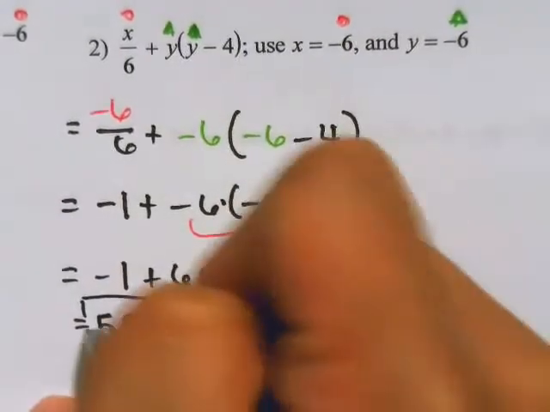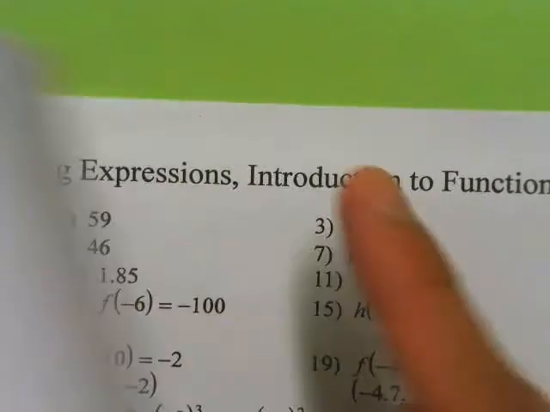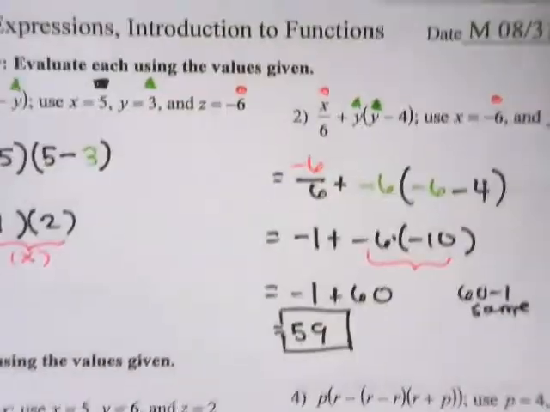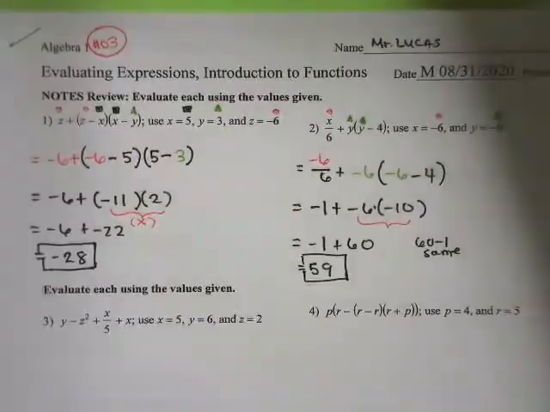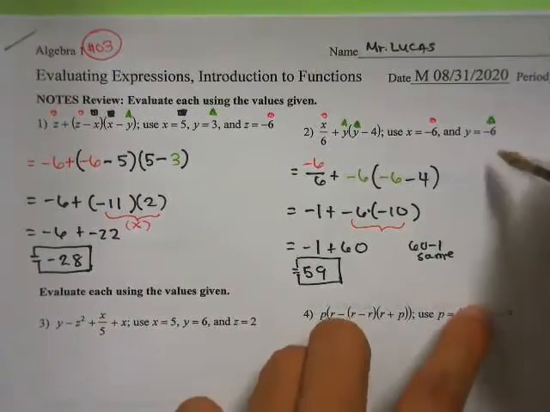So just be careful. Sometimes your answers are going to be negative. Sometimes your answers are going to be positive. I just want to check the answer key for that one. So yes, it is 59. That is good. Okay, so this is the expectation of the work that I want to see from you guys. So I'm going to write down, expectation of work.